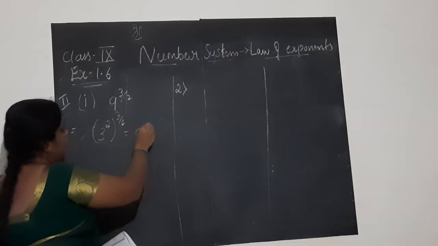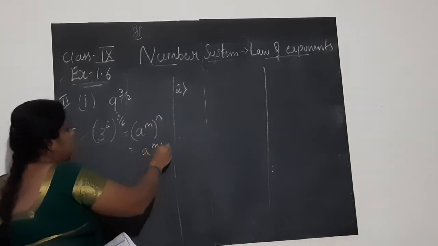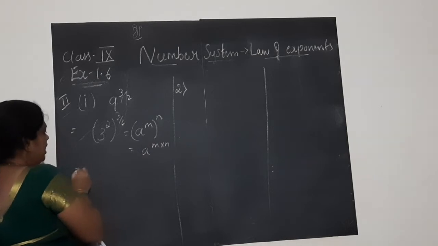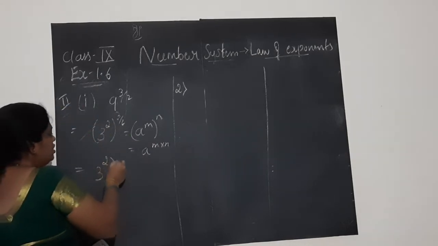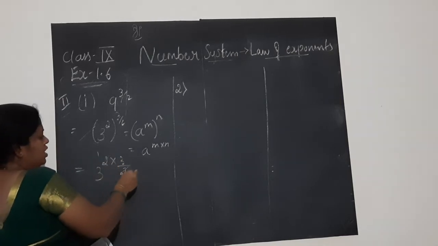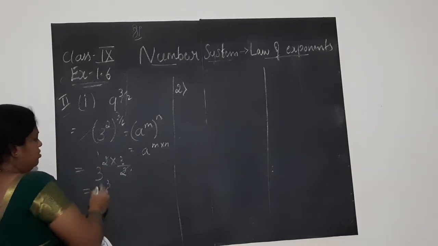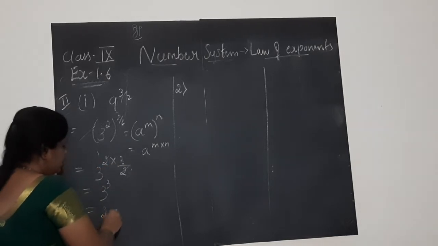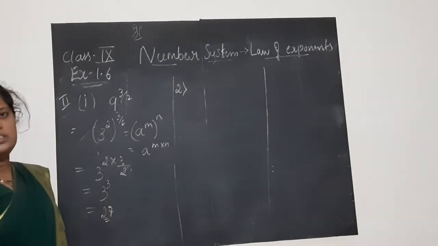Again, this is of the form a power m whole power n, which is equal to a to the power m into n. So 3 power 2 whole power 3 by 2, you can write it as 2 into 3 by 2. The 2s get cancelled, and you are left with only 3. 3 cube is 27. 3 3s are 9, 9 3s are 27, is the answer. Is it not easy?